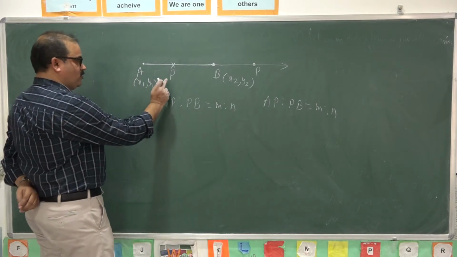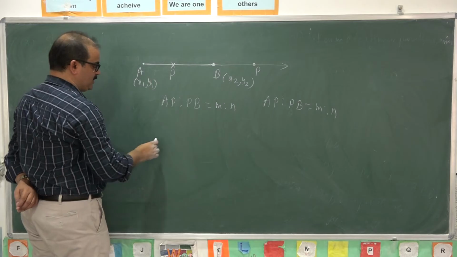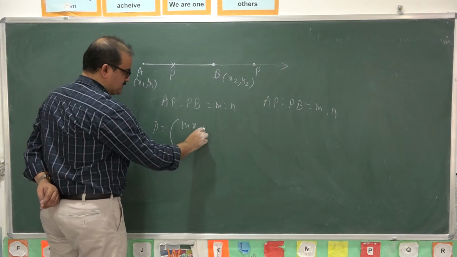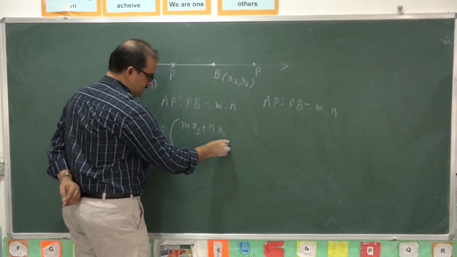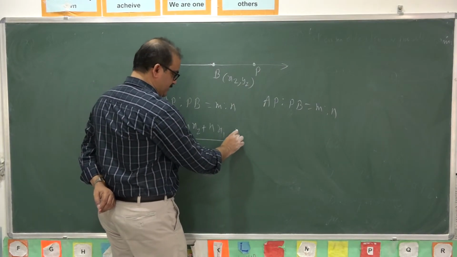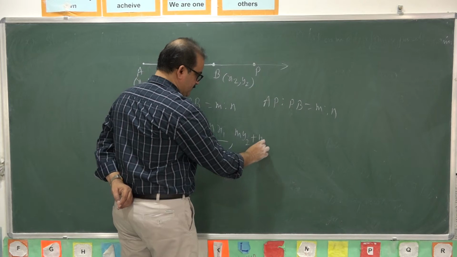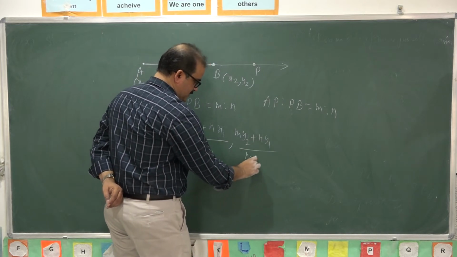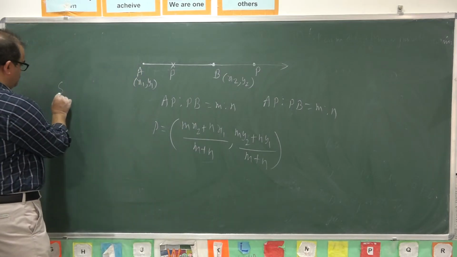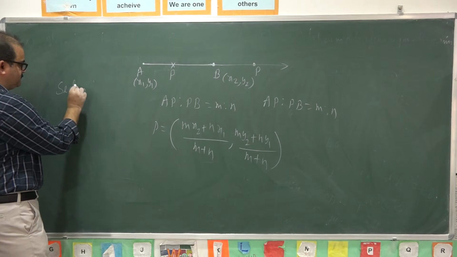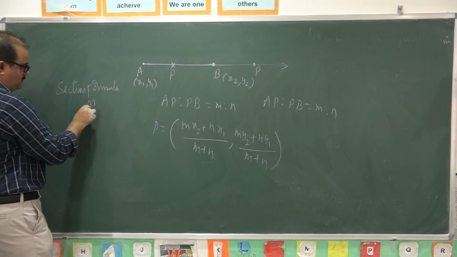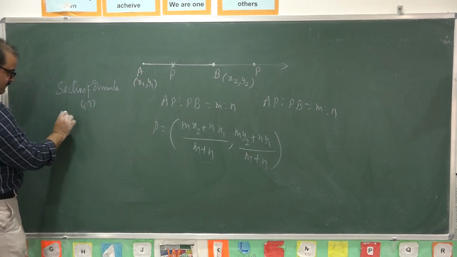Then the coordinates of this point P are (mx2 plus nx1) by (m plus n). The y coordinate is (my2 plus ny1) by (m plus n). This is called section formula or division formula.